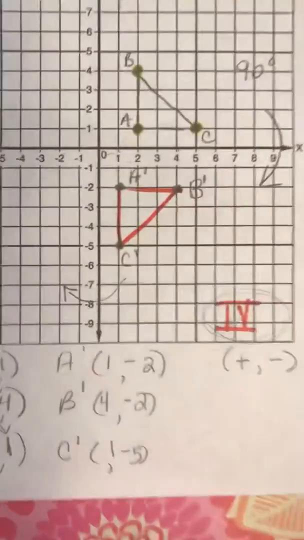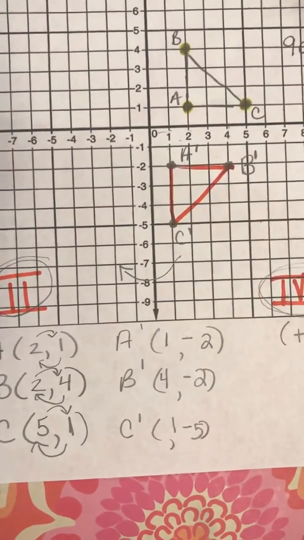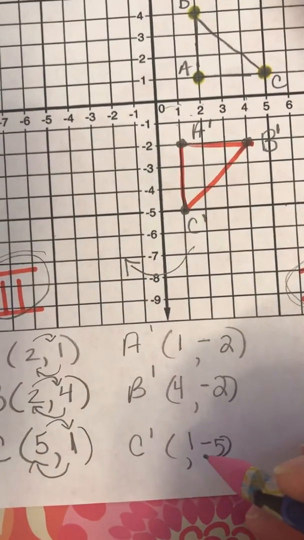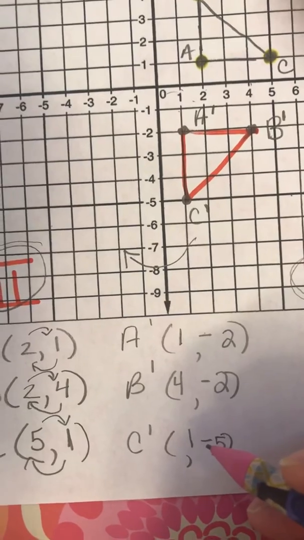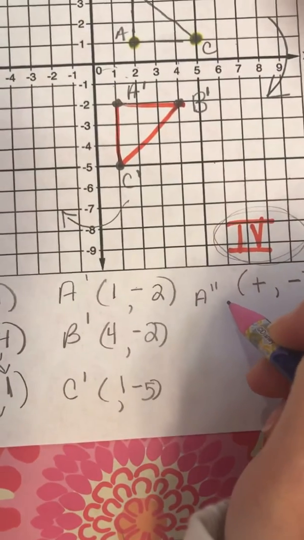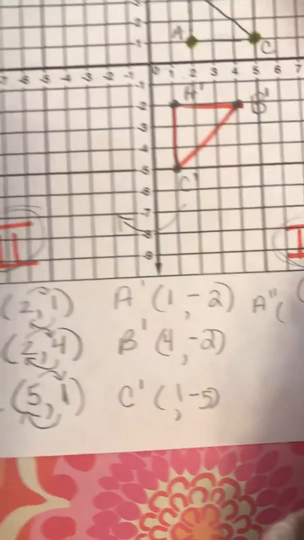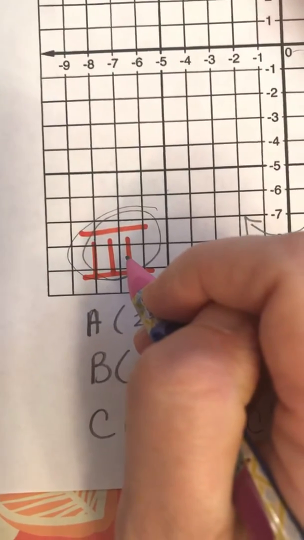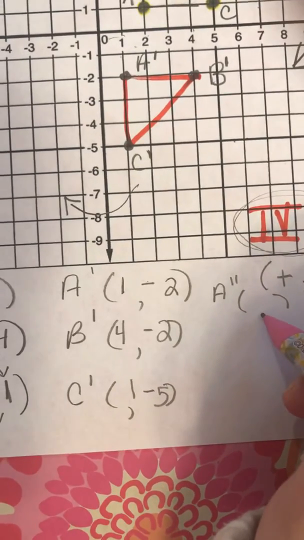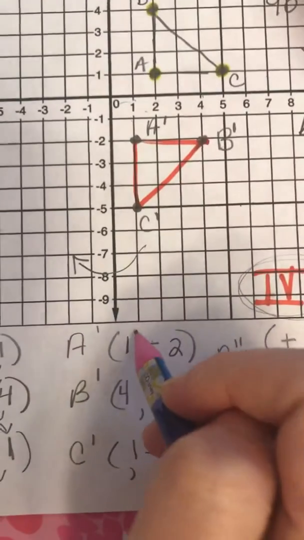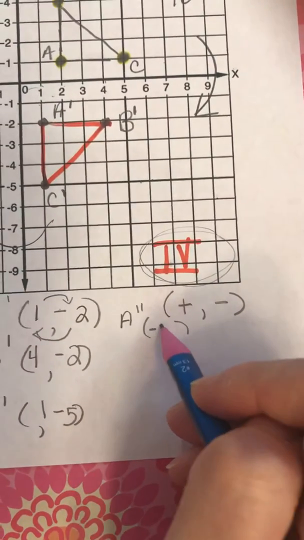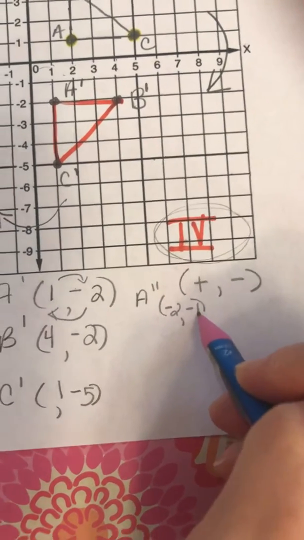Okay? So again, you see my points? Do you see these points here? The x and the y switch places. So I have A double prime, because this is the second switch, okay? I'm in quadrant 3, so all of my points should be negative, right? And so now I'm going to switch these numbers back to their original spots. And so I have (-2, -1).